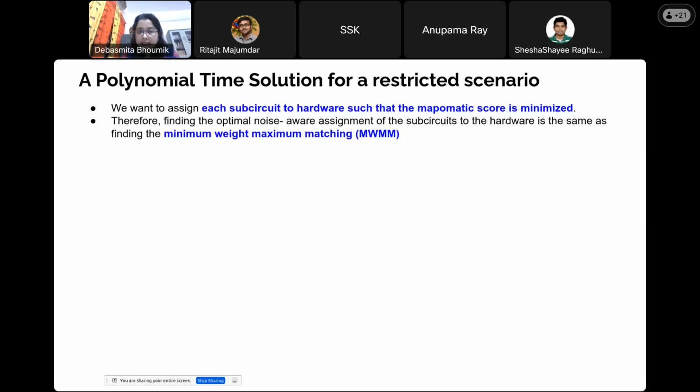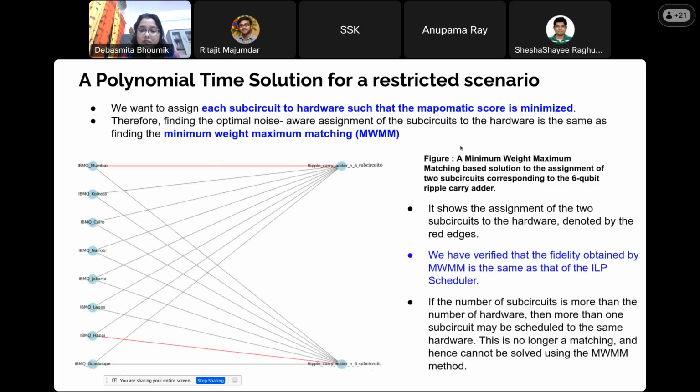So we want to assign each subcircuit to a hardware such that the mathematics score is minimized. Therefore, finding the optimal noise-aware assignment of the subcircuits to the hardware, which is our target, is the same as finding the minimum weight maximum matching graph. So this becomes an MWMM problem, and this is the matching.